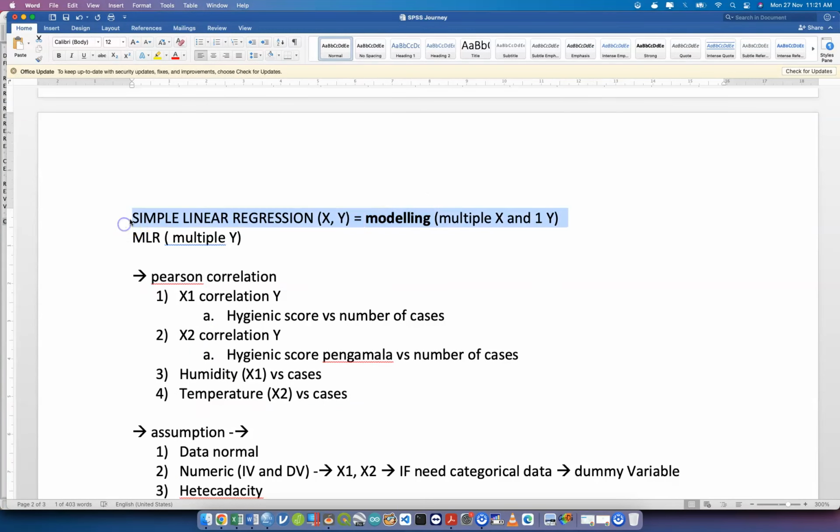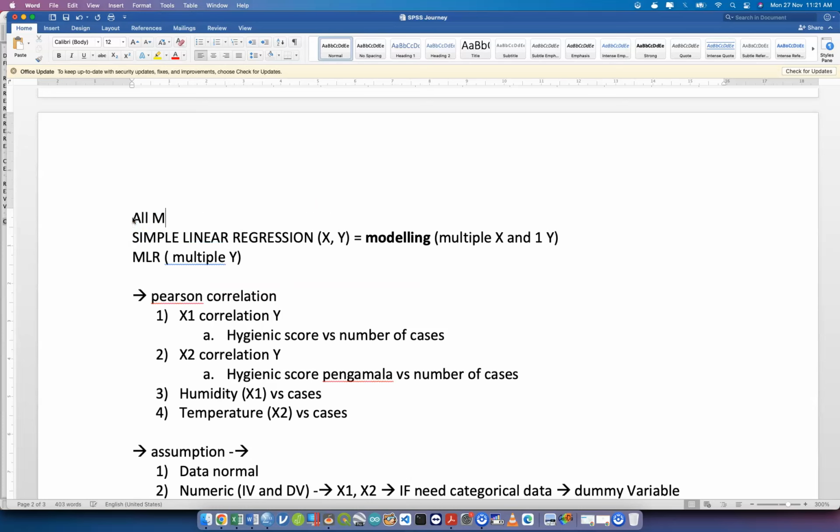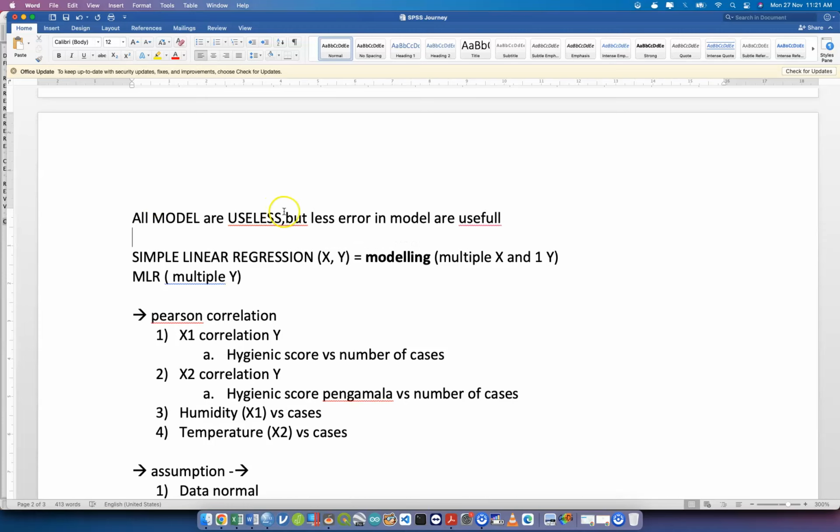Okay, remember, my statistical professor always say, all models are useless. All models are useless. But less error in models are useful. Faham tak? That's mean, memanglah sebab ia adalah prediction. It is only a prediction. It is only a game of numbers. That's mean all models are useless, of course. But with less error in your model, that's mean your model become useful. Sama lah macam hypothesis kan? Itu sebab anda kalau belajar, jangan belajar bidang lain. Belajar statistik pun anda boleh jadi hebat. All models are useless, but less error in models are useful.